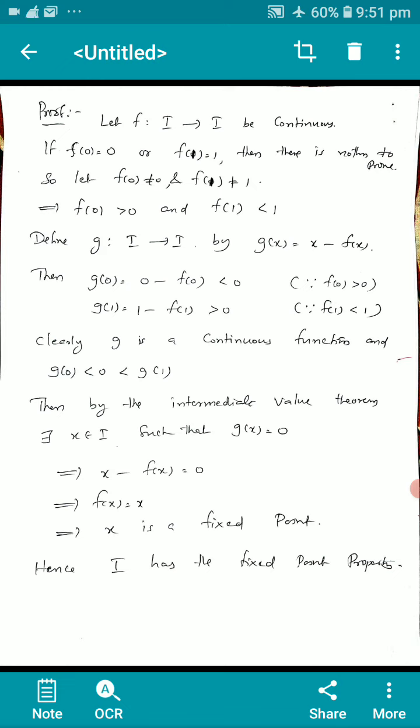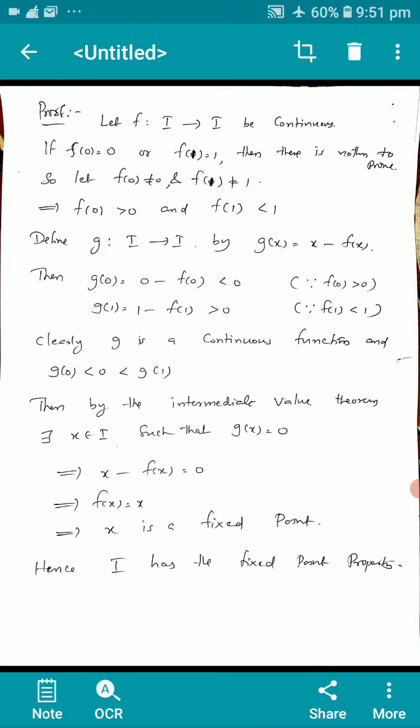If f of 0 equals 0 or f of 1 equals 1, then there is nothing to prove. So let f of 0 not equal to 0 and f of 1 not equal to 1. F of 0 not equal to 0 implies f of 0 must be greater than 0. F of 1 not equal to 1 must imply f of 1 is less than 1.